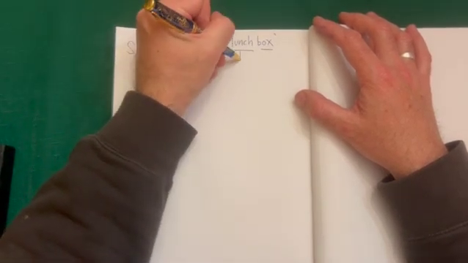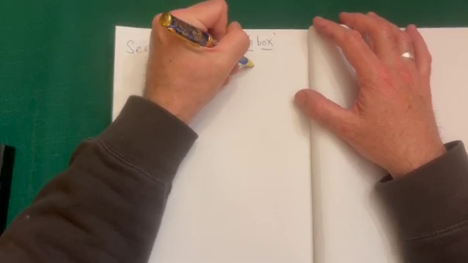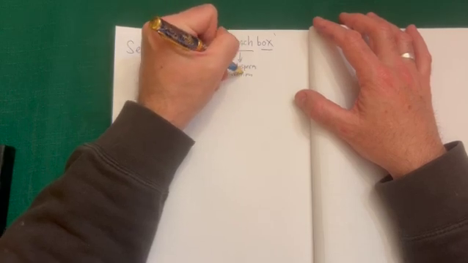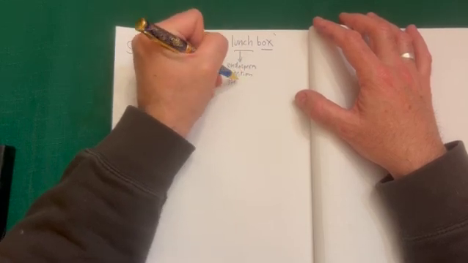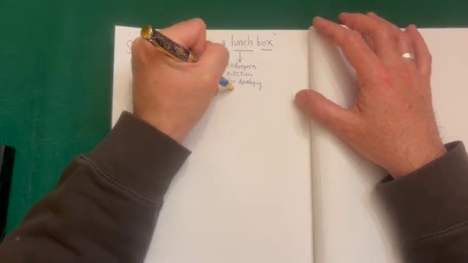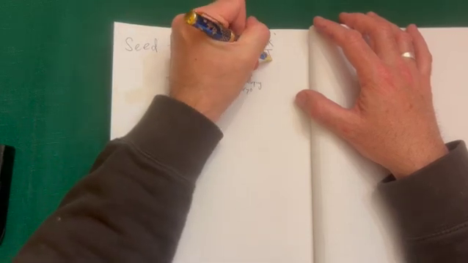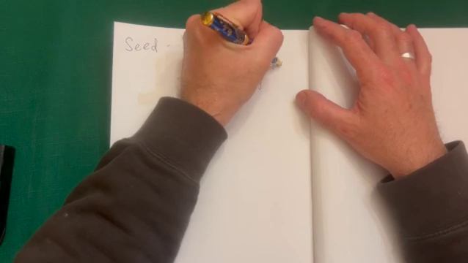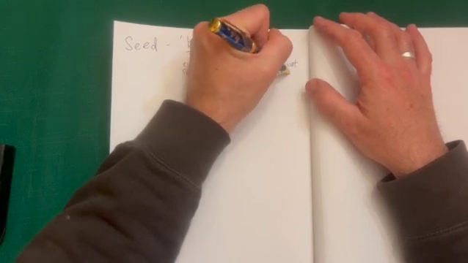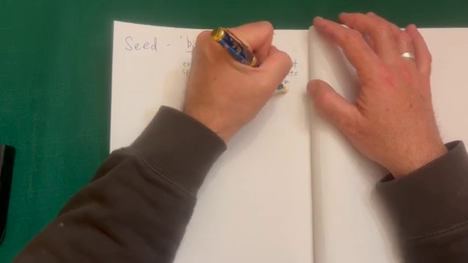The lunch is the endosperm, which is nutrition for the developing embryo. And the box is the seed coat, which is protection for the embryo.